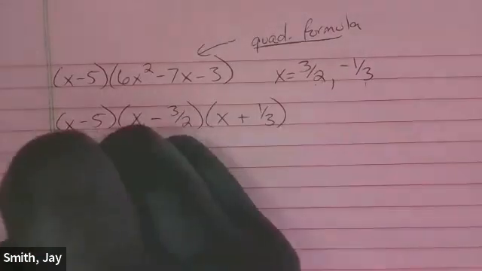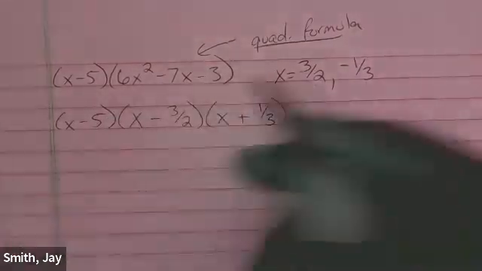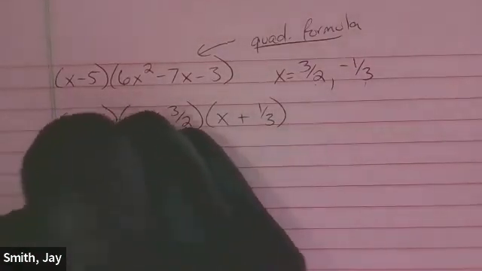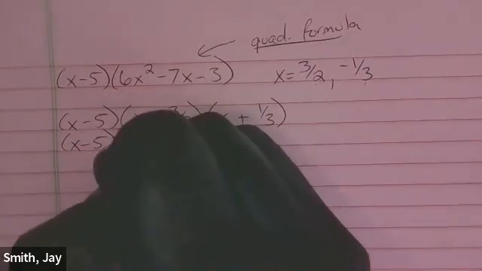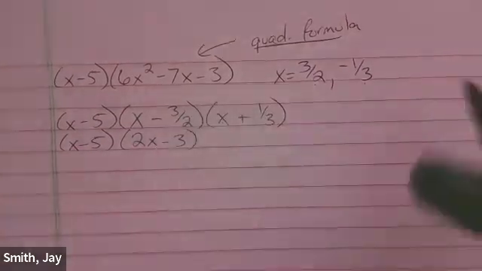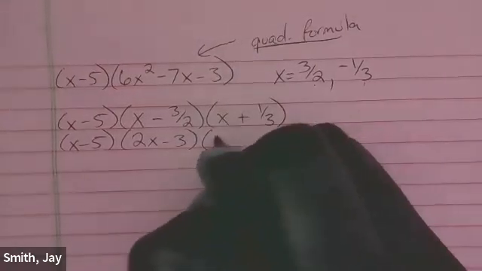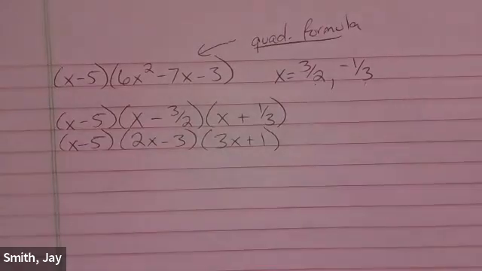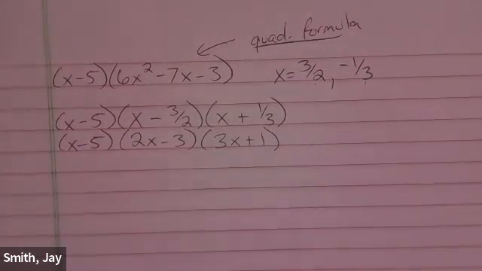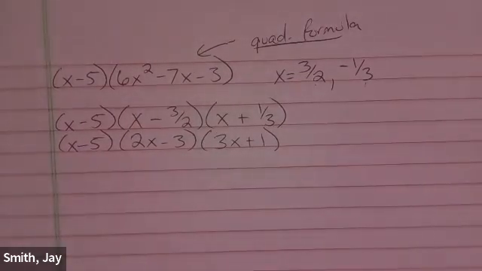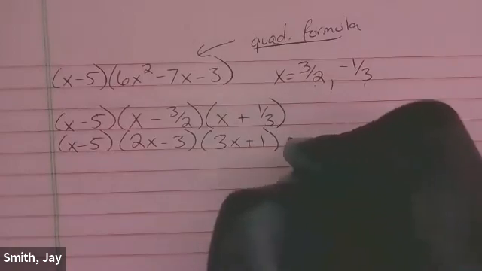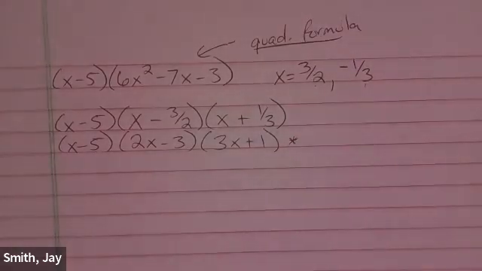So the completely factored form of this particular polynomial would be x minus 5, 2x minus 3, multiplying both the x and that 3/2 by the denominator of 2, and 3x plus 1, multiplying both the x and the 1/3 by the denominator of 3. All right, and that would be the completely factored form using our synthetic division along with the remainder in the factor terms.